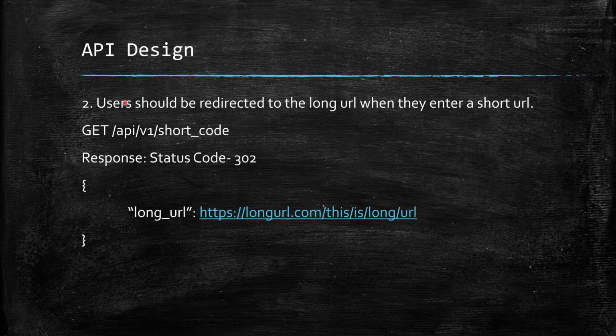So the second functional requirement was that the user should be redirected to the long URL when they enter a short URL. So the API will be GET, since we are not creating any entry in the table. The GET API will be /api/v1, the shortcode itself will be in the path, and the response status is going to be status code 302, and the long URL we are going to provide in the response. So the client can redirect to this particular long URL.